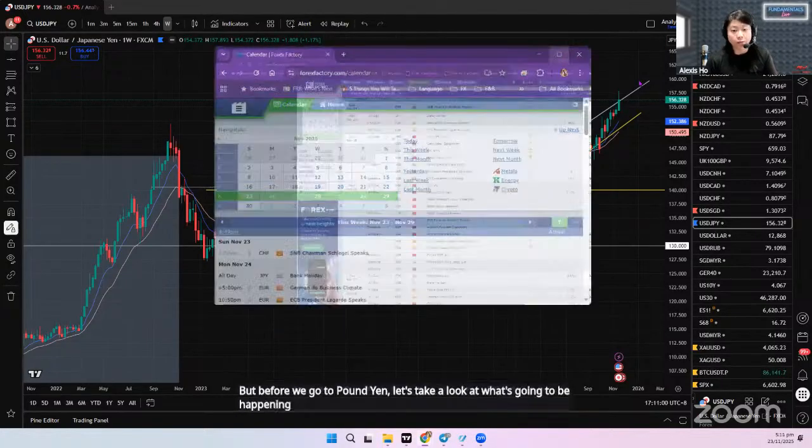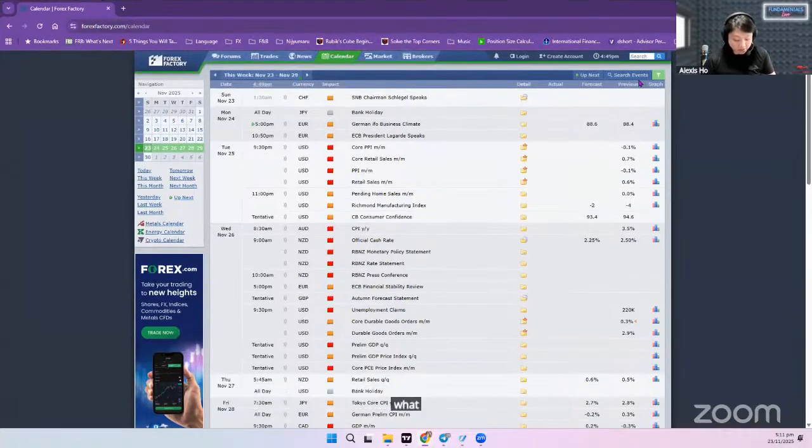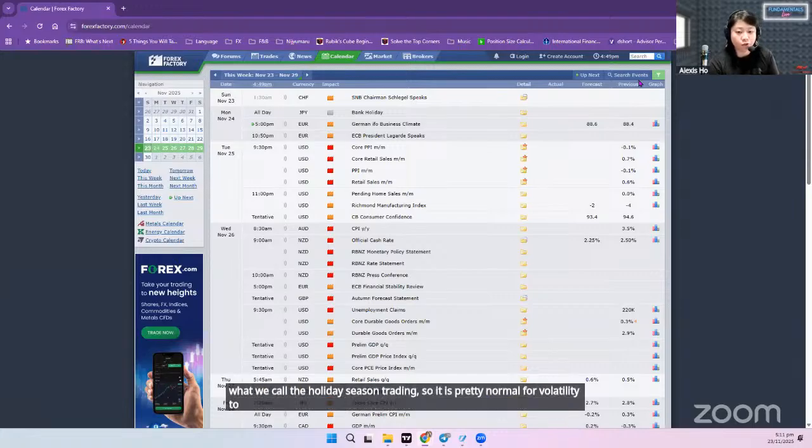first up next week. Now we are entering into the end of the year, what we call the holiday season trading. So it is pretty normal for volatility to be a little bit choppy because the volume will kind of drop a little bit as traders kind of tie off the end of the month. So a couple of things to watch out for.